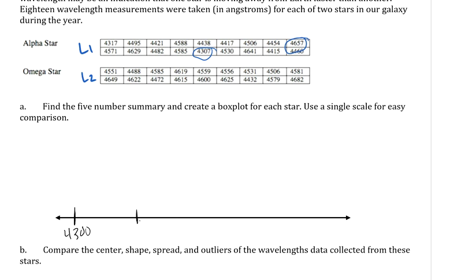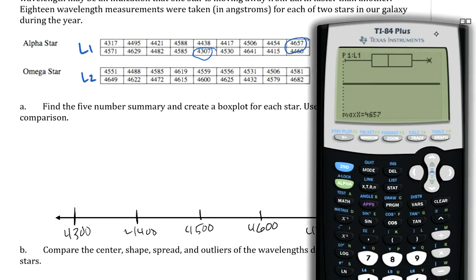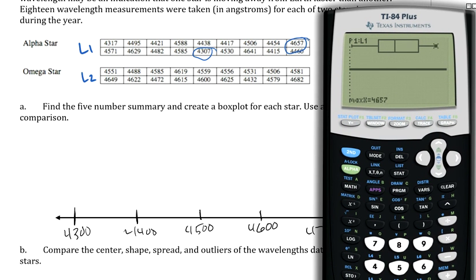So let's go, this is the 400, 500, 600, and 700. So this is 4,400, 4,500, 4,600, and then the final one's 4,700. So as I sketch my first box plot for the alpha star, I'm lining up the data points that I have here with this scale, so that I get a consistent look for the two, and I can make some comparisons a little bit easier.